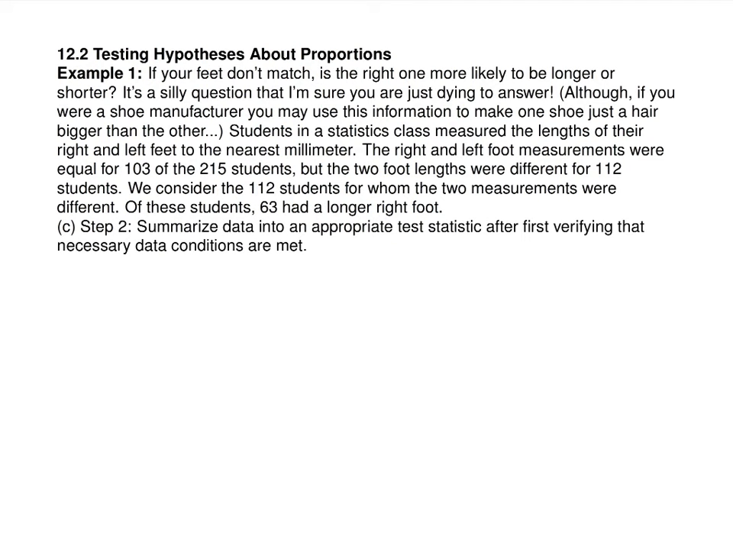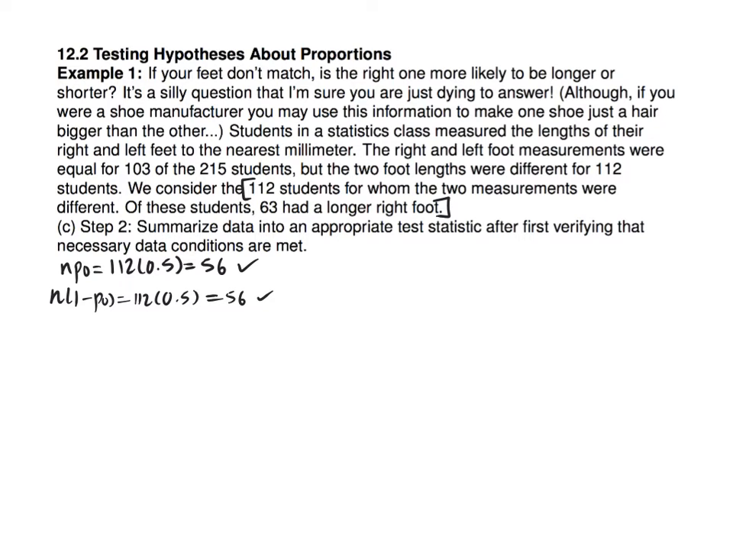Summarize the data into an appropriate test statistic after first verifying that the necessary data conditions are met. So we need to check n p naught. 112 times 0.5 is 56, so that's good. And n times 1 minus p naught is going to be the same thing: 112 times 0.5 is also 56.